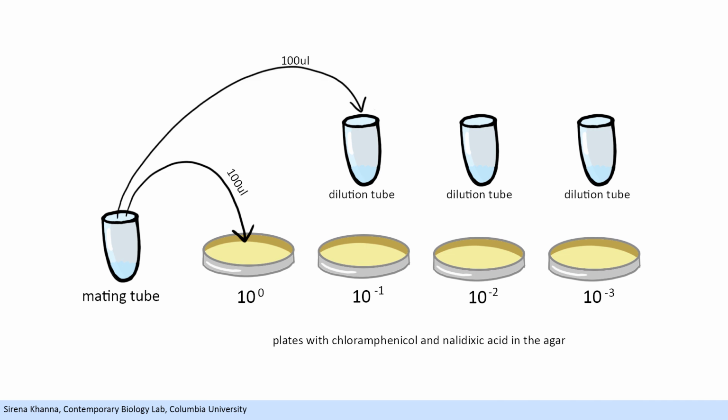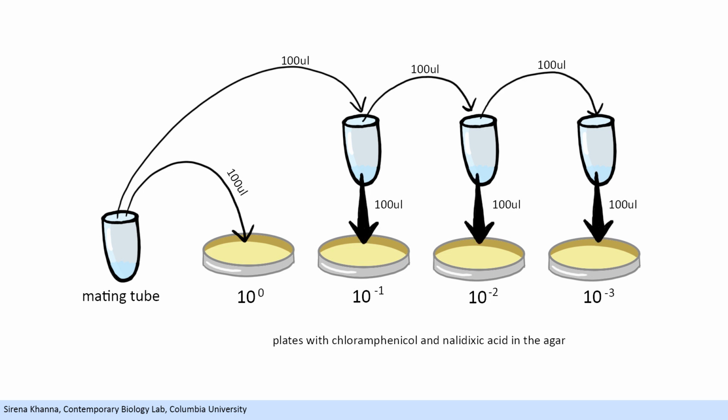For example, 100 microliters of the mating tube is added to 900 microliters of saline and vortexed to create the 10⁻¹ dilution. To make the 10⁻² dilution, 100 microliters of the 10⁻¹ solution is added to 900 microliters of saline and vortexed. These dilutions are kept in their own Eppendorf tubes, and we plate 100 microliters of each solution onto their respective plates.